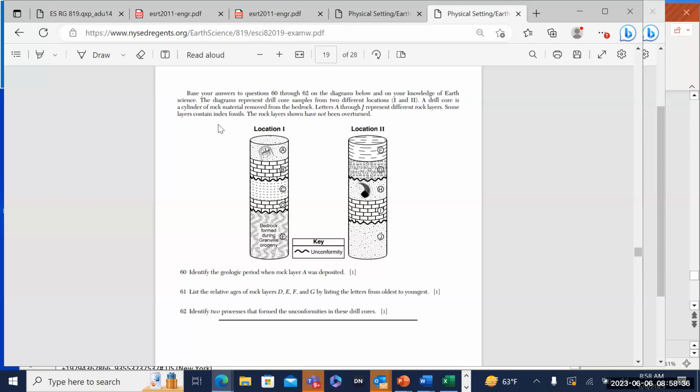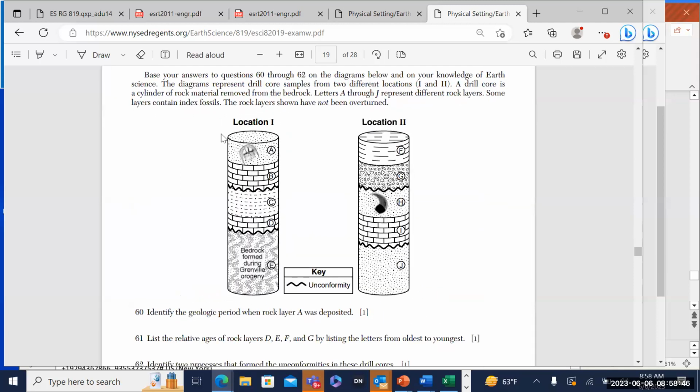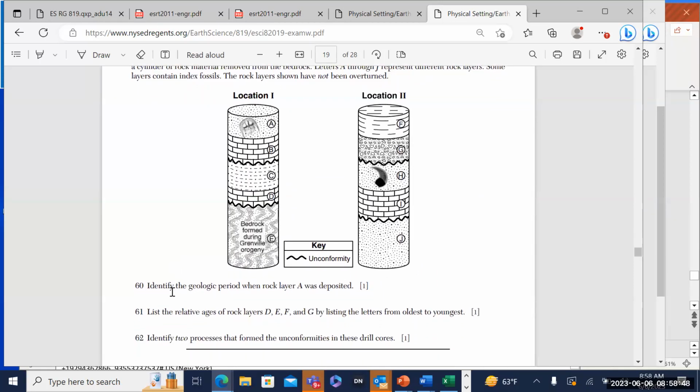Letters A through J represent different rock layers. Some layers contain index fossils. The rock layers shown have not been overturned. So it says for number 60, identify the geologic period where rock layer A was deposited.